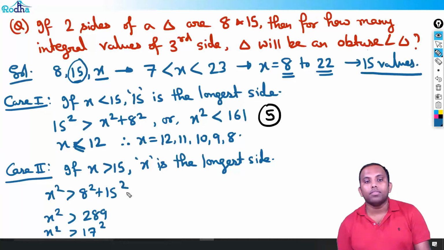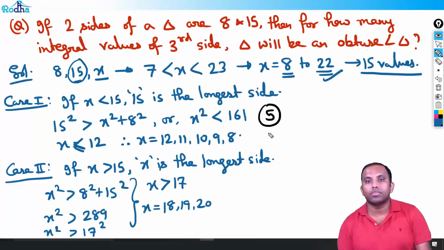Right? That means x has to be greater than 17. That means x can't take 17. X will start taking values from 18. So x can take 18, 19, 20, up to where? Up to 22. This is the maximum limit, right? 20, 21, 22. So again, x can take 5 values in case 2 also.